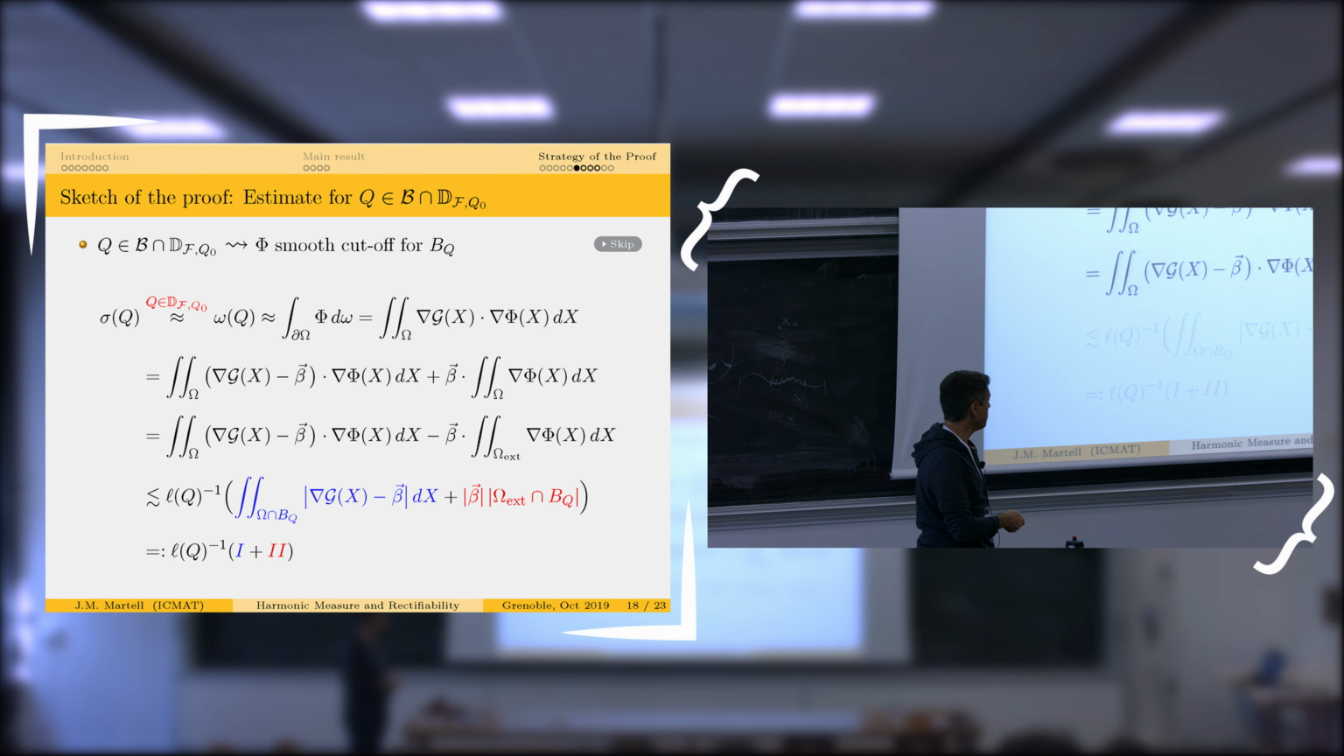And now I'm going to put absolute values inside, and then this is going to give me the gradient of phi is like the length of q. Here I'm going to put the gradient of q like the length of q to the negative 1, and this is what I keep, right? So this is because it's supported here. I have these two terms, right? And I'm going to estimate both of these terms. Okay, so sigma of q for the moment is controlled by this.